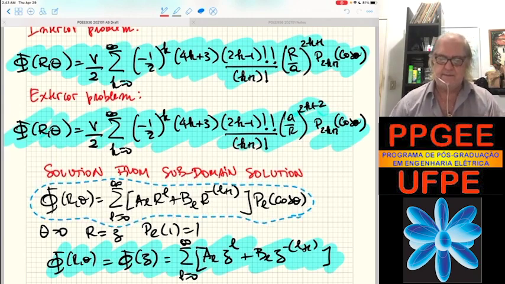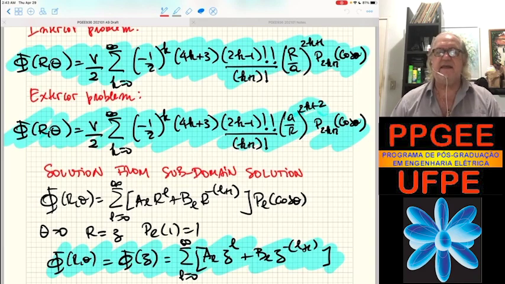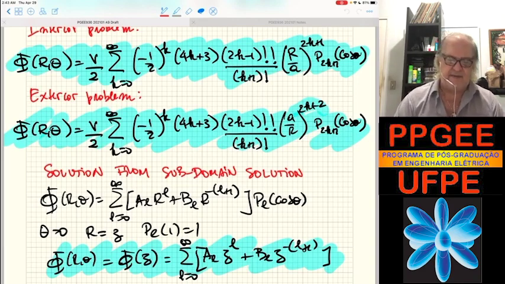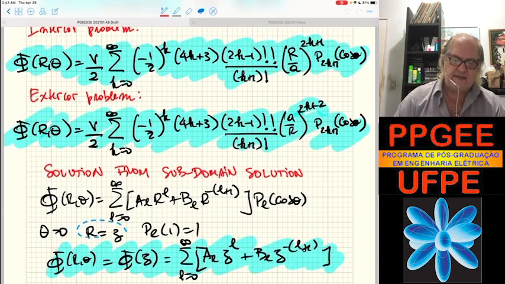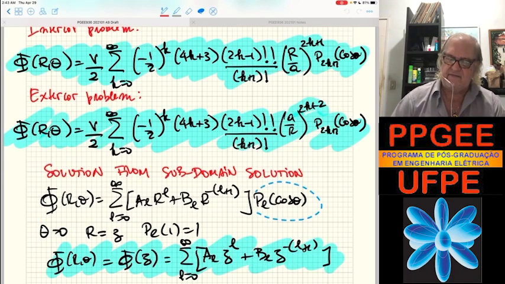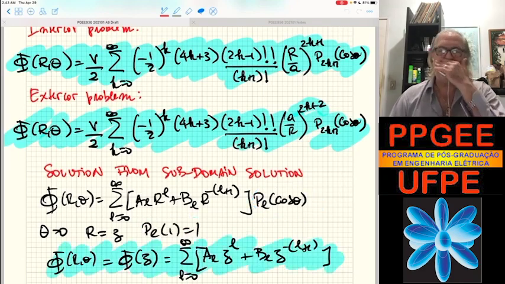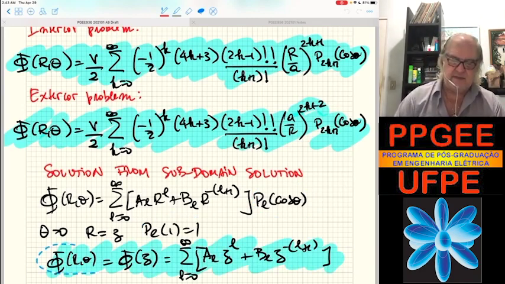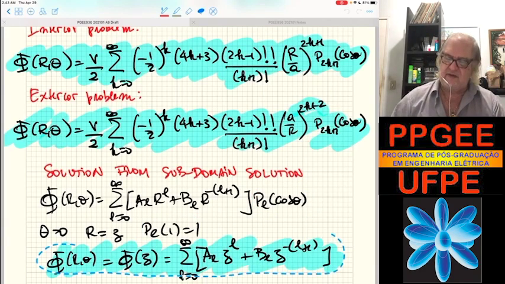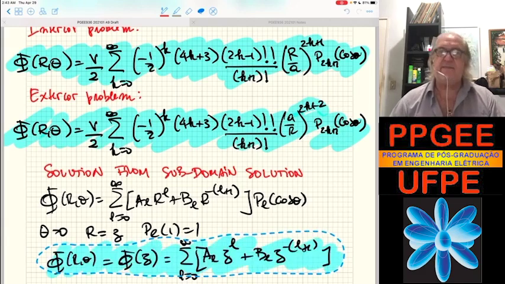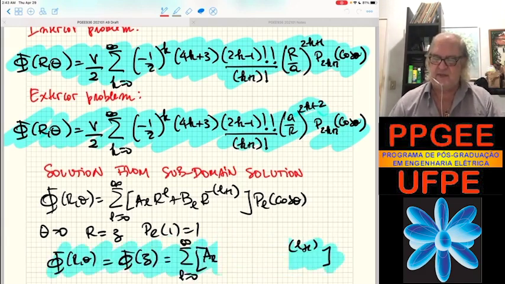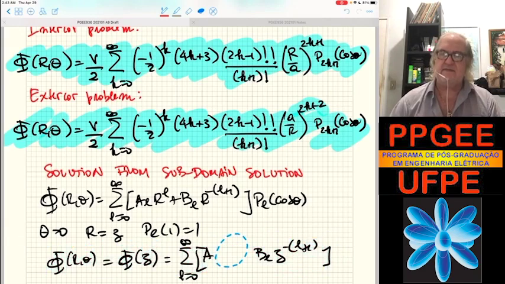right? So what happens on the plus z-axis? On the plus z-axis, theta equals 0, r becomes z, and P_l of 1 equals 1. So the general solution becomes this function of z, which is a power series of z, with positive and negative powers, right?